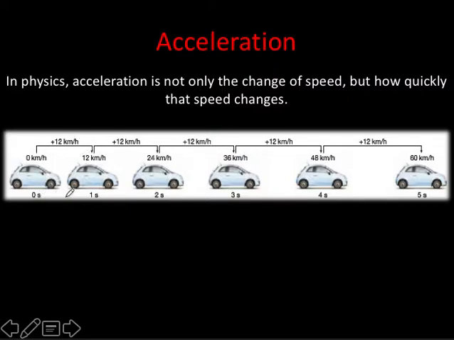In the first second, this car increases its speed from 0 to 12 kilometers per hour, so plus 12 kilometers per hour. From the first to the second second, it adds on another 12 kilometers per hour, taking its total to 24. In the next second, plus another 12 to 36, plus another 12 to 48, plus another 12 to 60. So this car has accelerated to 60 kilometers per hour in 5 seconds. It does this by adding on 12 kilometers per hour every second.